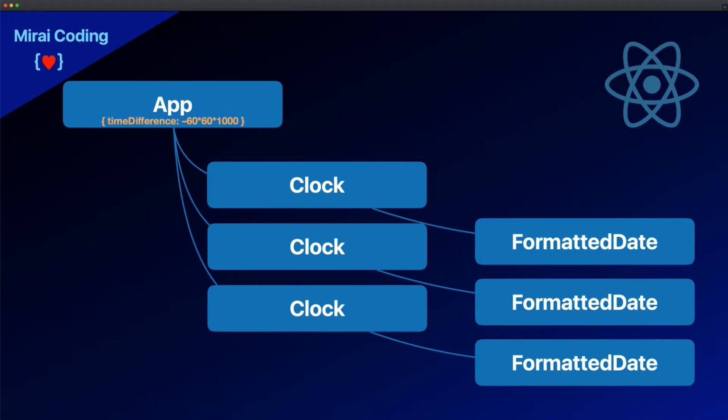It passes a time difference prop with 0 value into the second clock component. And it passes a time difference prop of +1 hour in milliseconds into the third clock component. The clock component has local date state, and passes its date state value plus the time difference prop value into the formatted date component's date prop. So, data is passed via props from the top of the component hierarchy downwards.